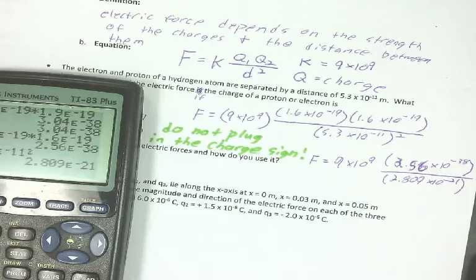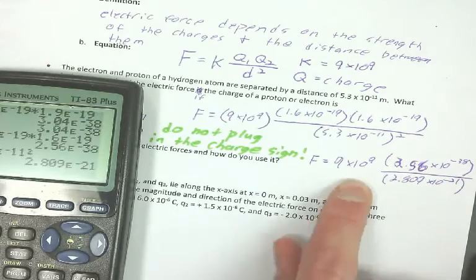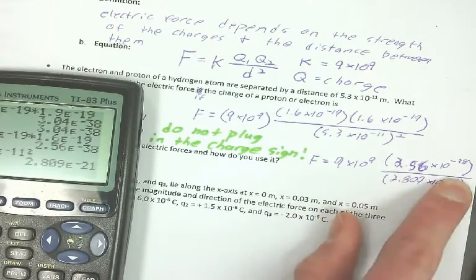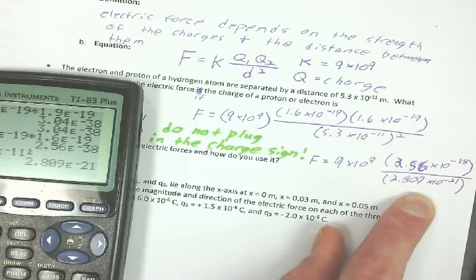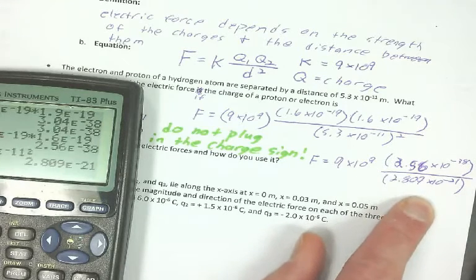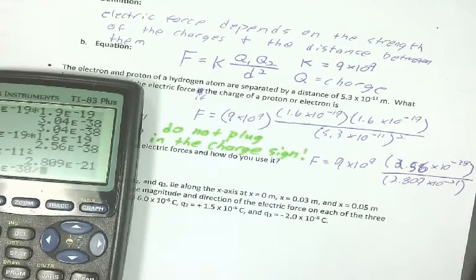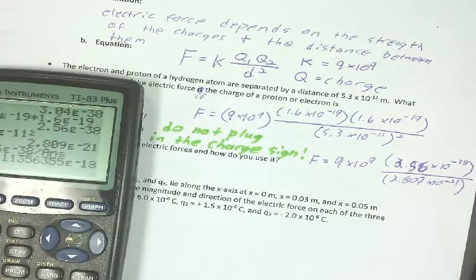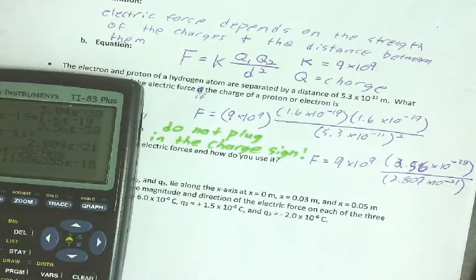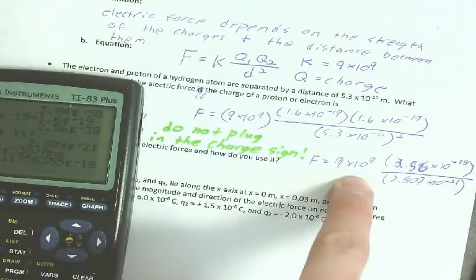Let's go ahead and finish the problem out. So to finish the problem out, I'm going to take 2.56 times 10 to the negative 38 divided by 2.809 times 10 to the negative 21st first. So 2.56 to the negative 38 divided by the answer I just got gives me 9.11 times 10 to the negative 18. I'm going to multiply that number by 9 times 10 to the 9th.